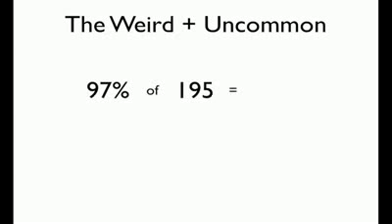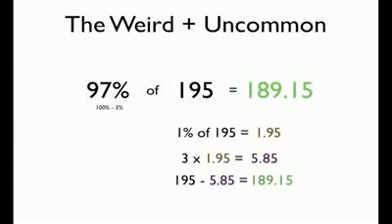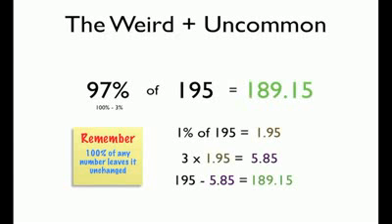Let's try 97% of 195. 97% is probably broken down easiest into 100% minus 3%. 1% of 195 gives us 1.95. Now we have 3 of them, so we multiply that by 3 using our speed multiplication technique to get 5.85. Then we take 100%, which is 195, and subtract our 3%, 5.85, to get our final answer of 189.15. Remember, 100% of any number leaves it unchanged. We don't need to calculate that out.